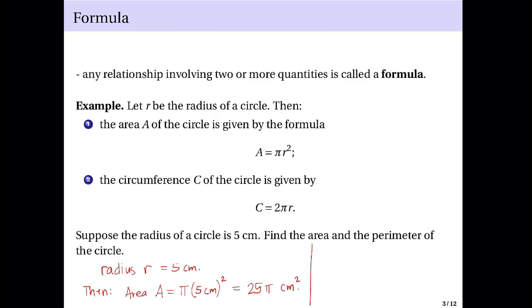And then for the perimeter, but in this case, we call it the circumference, so I'll write perimeter C. According to this, it's equal to 2 pi times 5 cm. If you calculate this, it is equal to 10 pi cm. And again, it's consistent, so we only have the dimension cm, not cm squared, because it's perimeter. It's just the distance, not distance squared. Okay. Question.